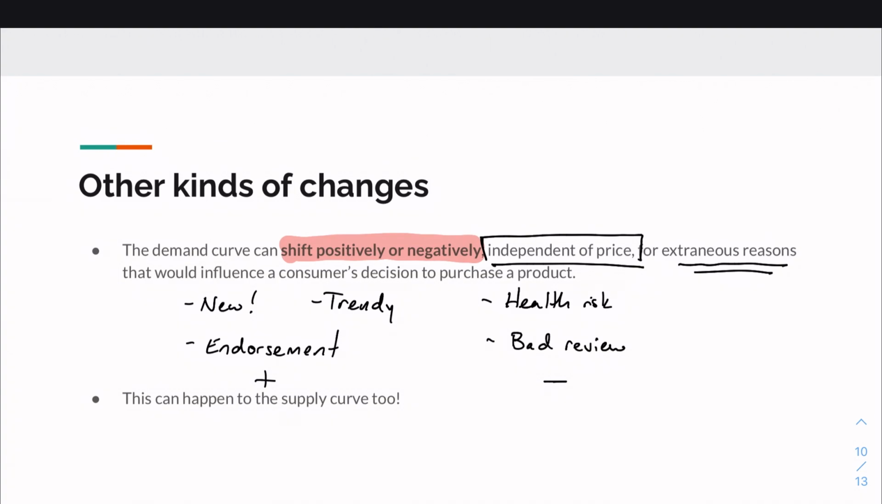This can happen to the supply curve too. Maybe there's suddenly a shortage of whatever you need to make your product. That's why things become on back order. Maybe you have too many of something all of a sudden. All I can think about with a shift in the supply curve is the way suddenly we all ran out of toilet paper when COVID started. And even now, you really can't get toilet paper anywhere. This is an outside thing independent of price that changed the way we buy toilet paper. So it changed the supply curve without changing the price. This would be called a shift in the supply curve.